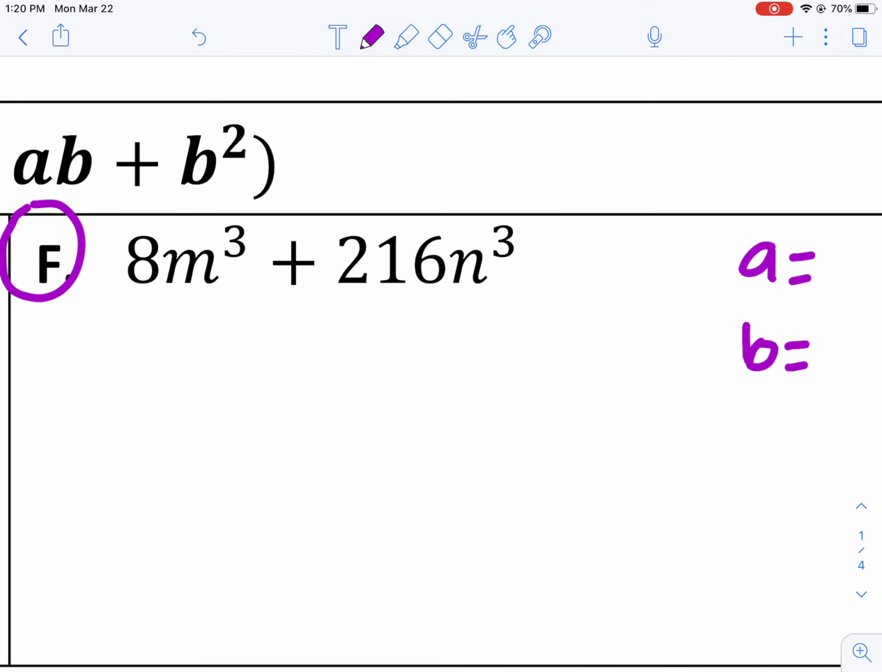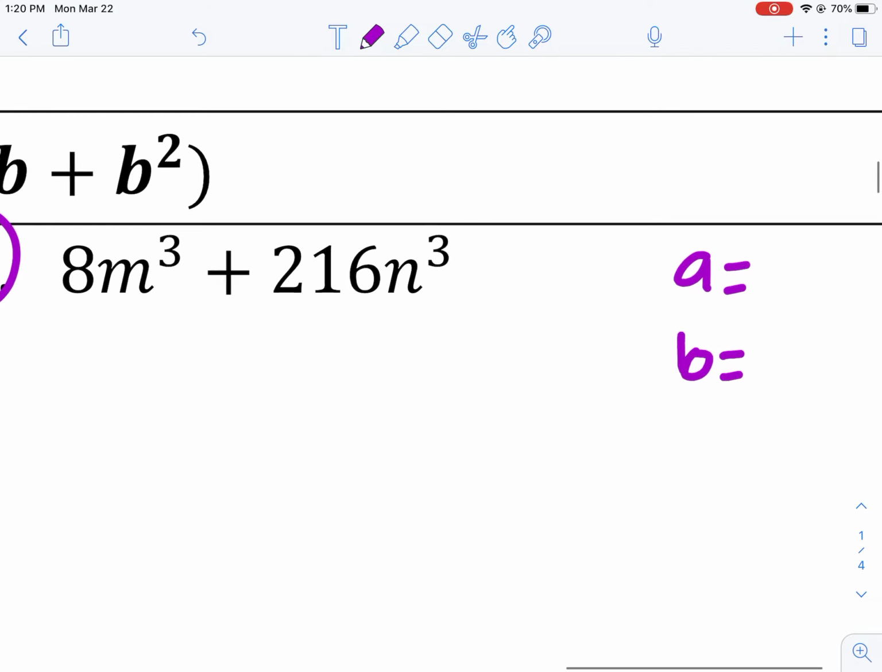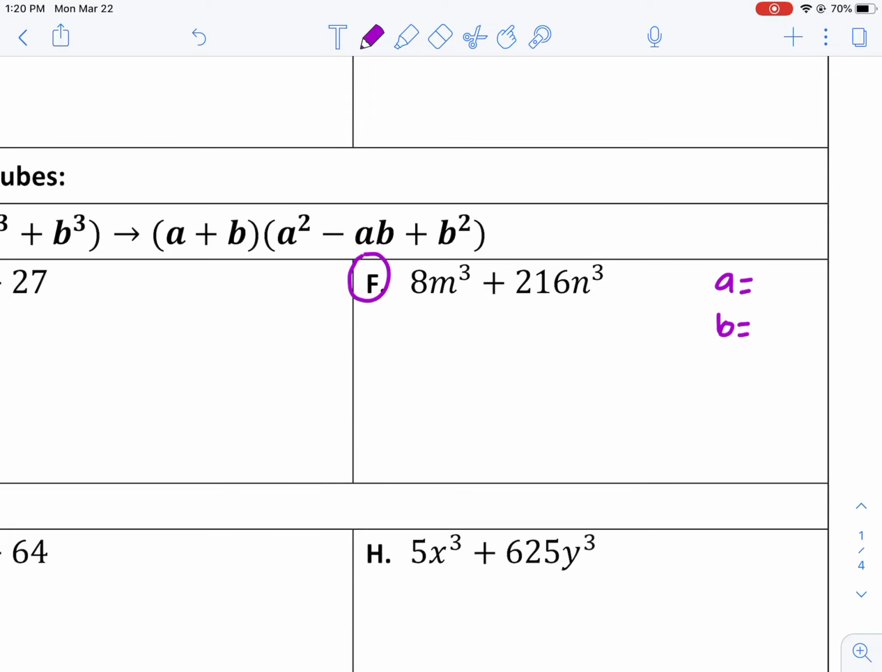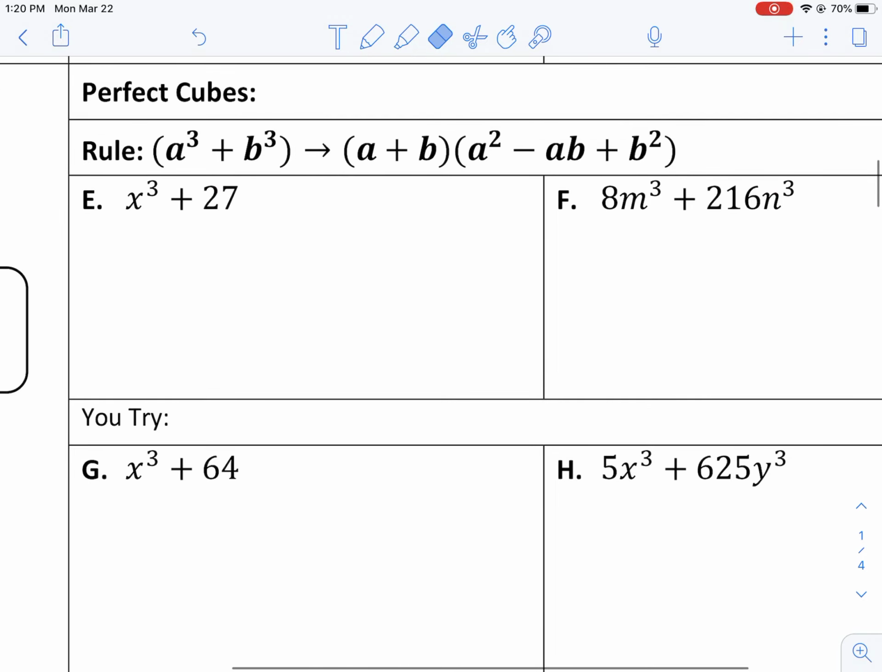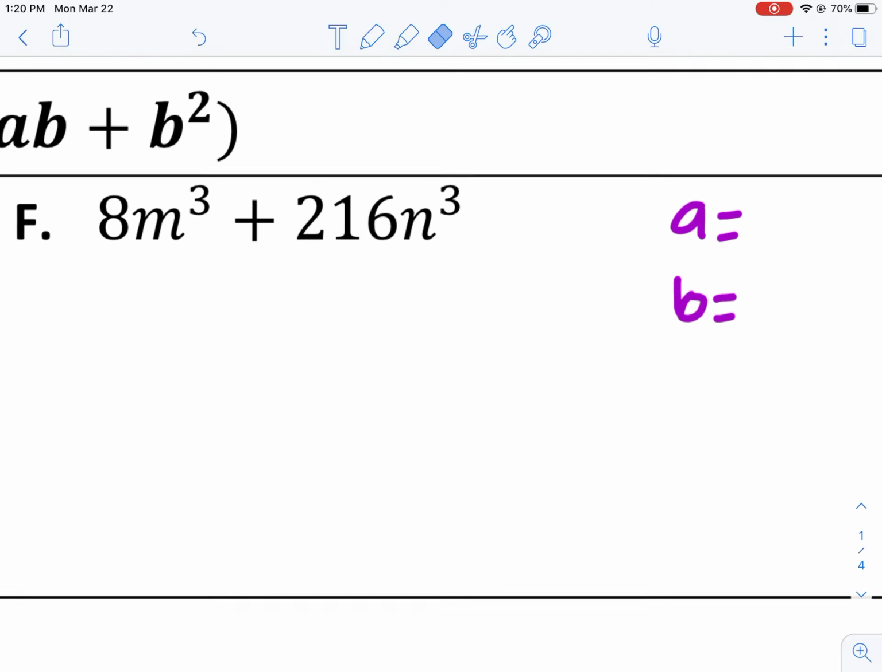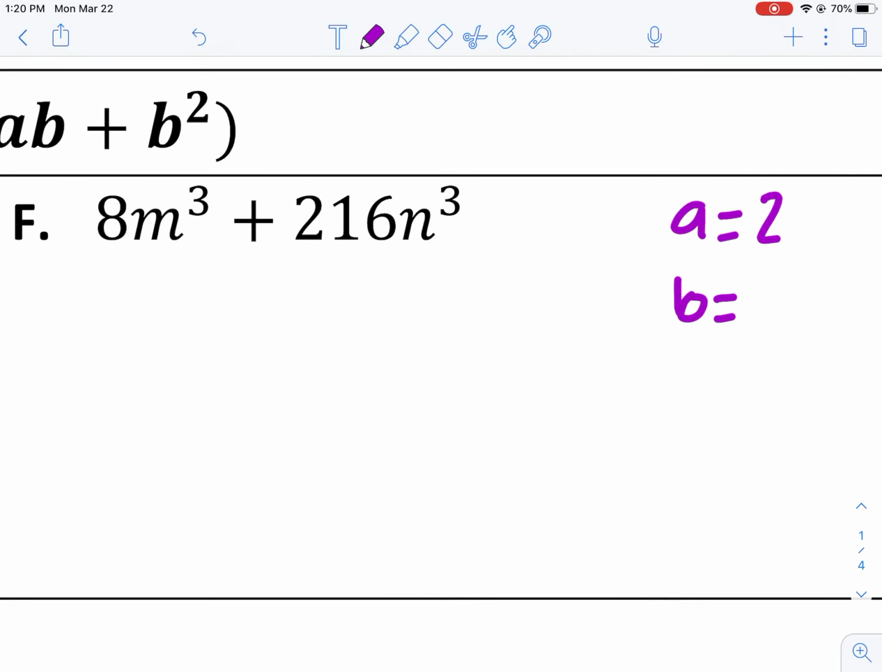So for this first one, we have 8m cubed, right? So 8m, actually, I don't really want to do this question. I want to do, whatever, we'll just do this one. Okay. So what is a? So a is actually going to be 2m, all right, because 2 cubed is 8, and then you have the m because you need it to be m cubed. And then for b, it's going to be 6n, because 6 times 6 times 6 is 216.